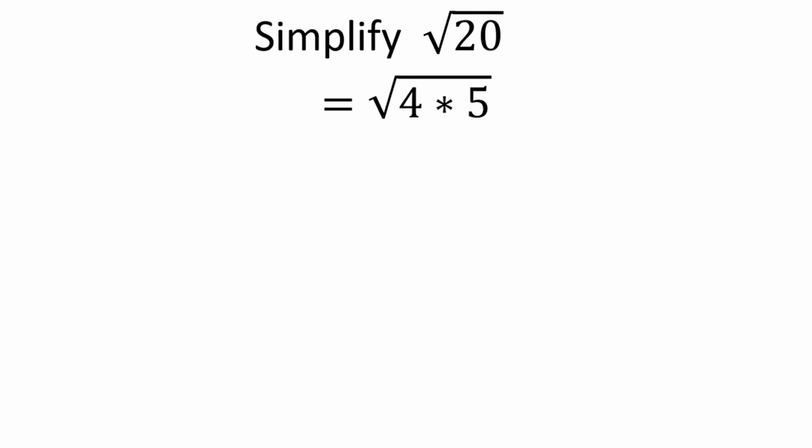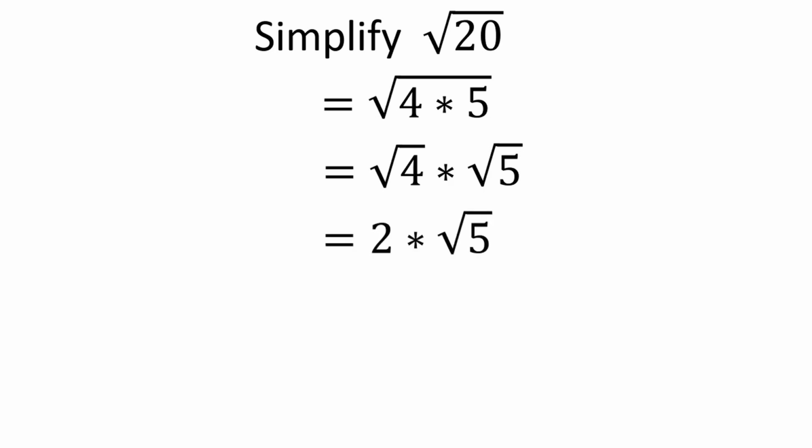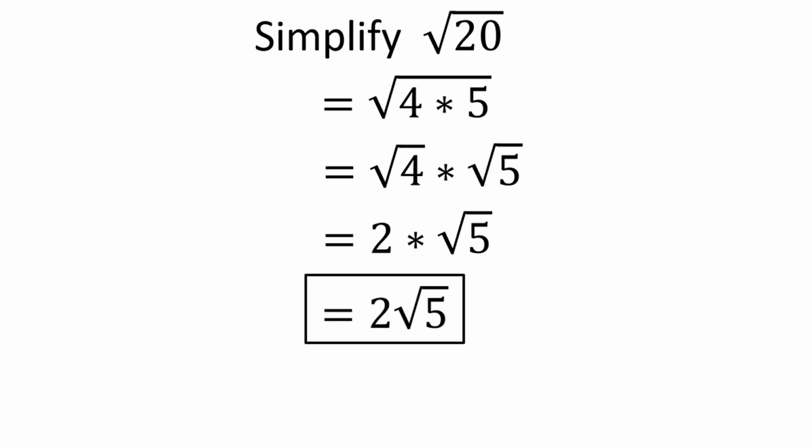a perfect square. One of the properties of square roots is that if you have two numbers multiplied underneath a square root, it can be rewritten as two separate square roots multiplied together. So the square root of 4 times 5 can be rewritten as the square root of 4 times the square root of 5. Well, we know that the square root of 4 is 2, so we can rewrite this as 2 times the square root of 5, or more commonly, just 2 square root 5.